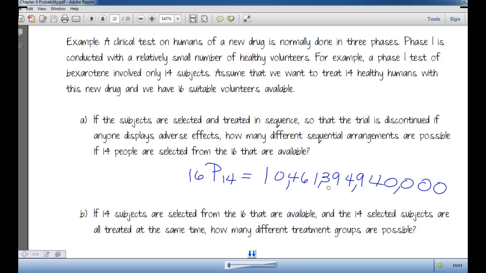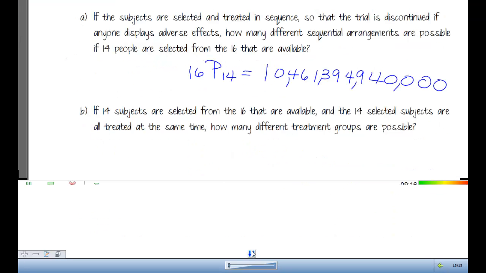Okay? All right, if 14 subjects are selected from the 16 that are available and the 14 selected subjects are all treated at the same time, how many different treatment groups are possible? Okay, 14 are selected from the 16. All of them are treated at the same time. So that tells us what about this problem? The order doesn't matter. Okay, we're still choosing 14 from 16. So this time we're going to do a combination.